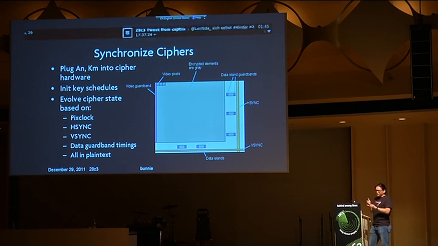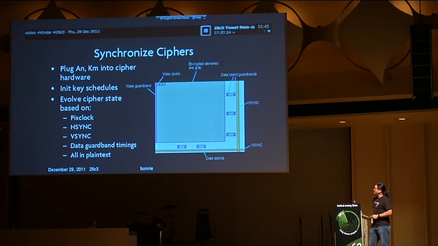So if you don't synchronize the cipher state and turn it off when you're not transmitting video data, your cipher gets unsynchronized and you get white noise at the back end. So we have to build a system that also passively observes the guard bands, the sync patterns, and so forth. Those are all unencrypted, and we align our cipher state to them.